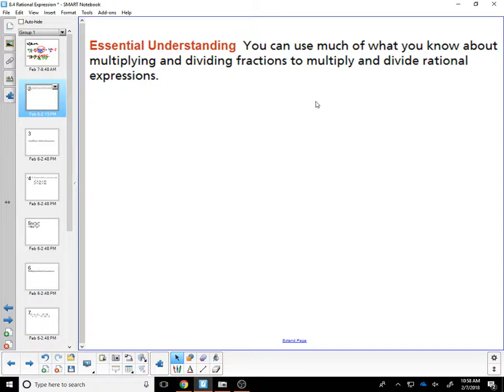So our objective today is that you will understand that you can use much of what you know about multiplying and dividing fractions to multiply and divide rational expressions. You guys know what a synonym is? Did I say that right? Synonym? I always had trouble. A synonym is a word that means the same thing, right? Almost the same thing. What's a synonym for ratio? It starts with an F, ends with an action. Fractions. So that's what we're doing today.